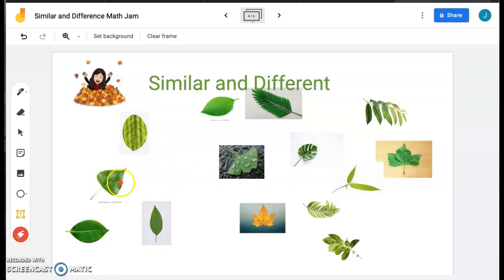If we look at a leaf and we see this page right here, what's something that we can say they're similar in? Yes, most of them are green. Yeah, they all are green at one point, even this one right here. Yes, that is an awesome similarity. I like that you found that similarity.